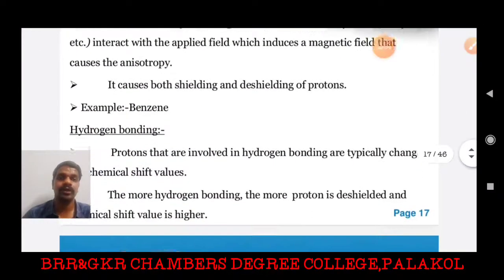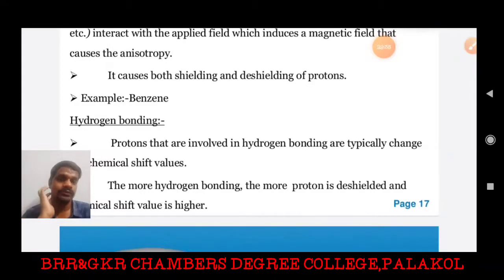And the third important application is hydrogen bonding. So first of all, what is meant by hydrogen bonding? Hydrogen bonding is the partial attraction between the hydrogen atom and the more electronegative oxygen atom or nitrogen atom, whatever it may be. So if the molecule undergoes hydrogen bonding, the chemical shift value will increase. Let us discuss why the chemical shift value will increase.